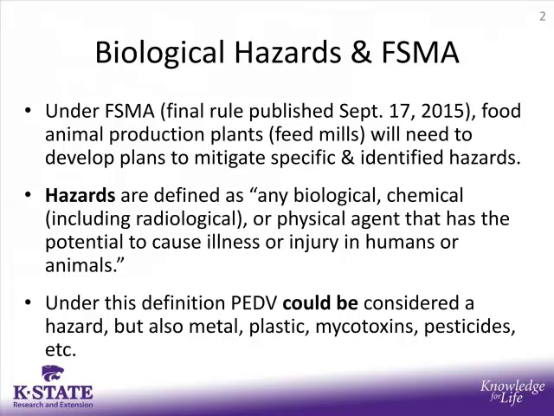Now, consequently, we see the importance of the emphasis on hazard control and hazard mitigation, on control of what's happening there in the feed mills, especially the connection between the humans and the animals. What's that mean for us then? Under this definition, PED could be considered a hazard where a control plan would have to be developed. Other physical hazards like metal and plastics make sense, but chemical hazards such as mycotoxins and pesticides would need to be addressed if they are identified within that feed safety plan.